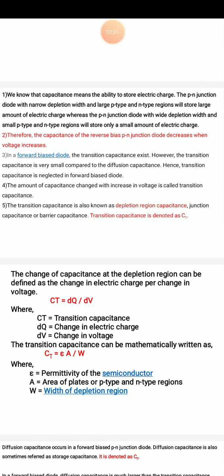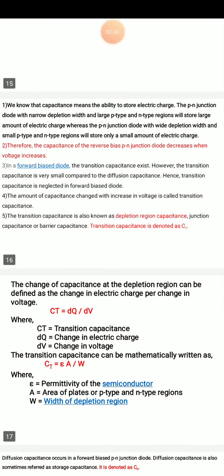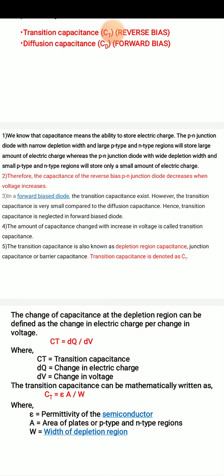Next, in the forward bias, the presence of transition capacitance exists here. However, the transition capacitance is very small. We cannot say the transition capacitance is completely not there; some sort of minimum or small level will be there. Hence, transition capacitance is neglected in the forward bias. That's why I mentioned that the transition capacitance CT works particularly in the reverse bias mode.